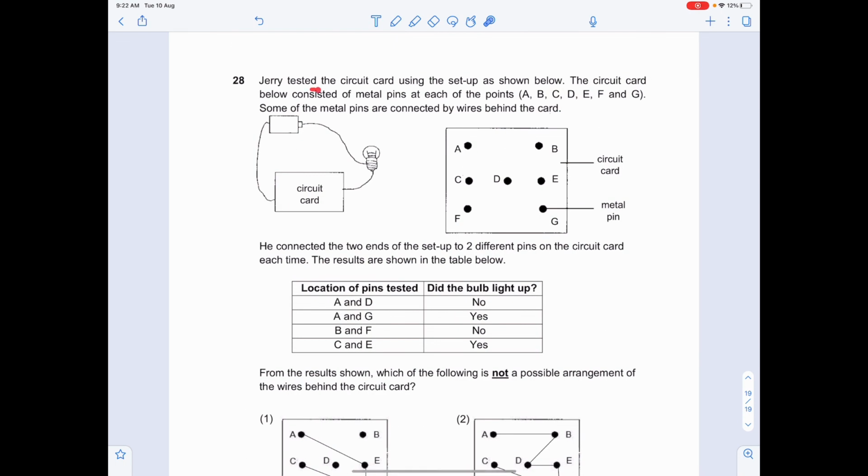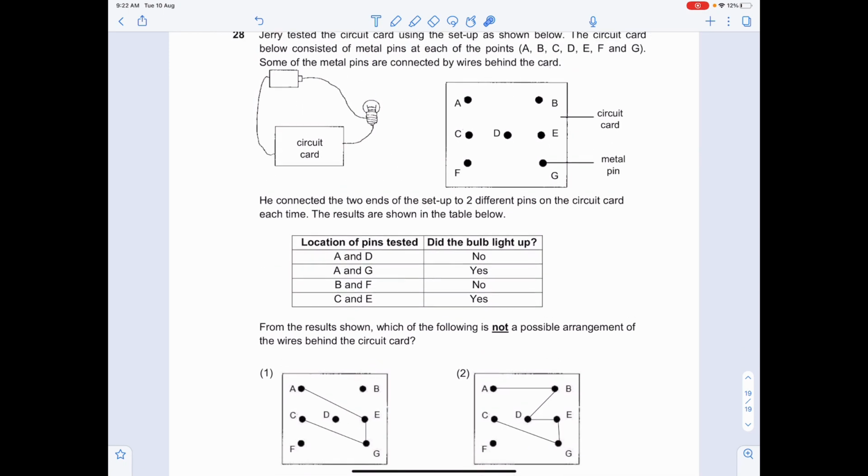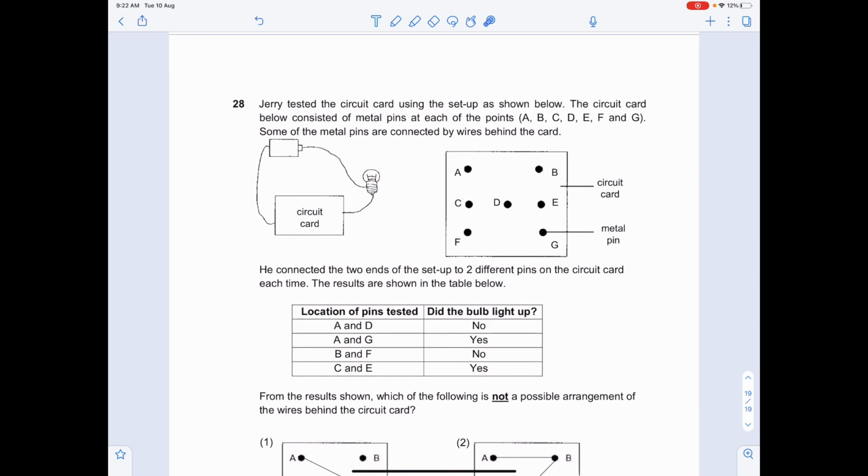Jerry tested the circuit card using the setup as shown below. The circuit card consists of metal pins at each of the points A, B, C, D, E, F, and G. Some of the metal pins are connected by wires behind the card. Now with circuit diagram cards, the usual one like this, the whole idea is you do not know how these wires are connected. This is something that you don't know. And the question is going to ask you how is the wire connected at the back, and that is what you need to find out. That is the whole gist of the question.